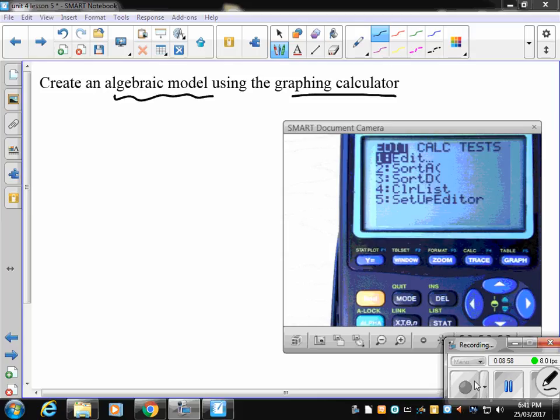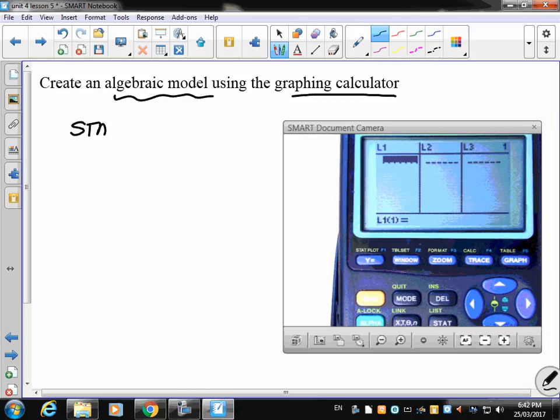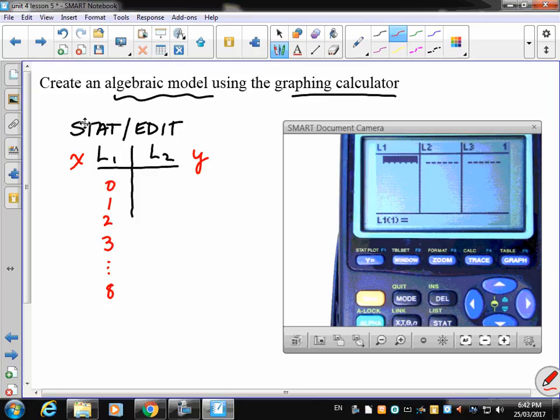Edit, I'm going to hit Enter, and that gets you to your lists of data. It doesn't like to let me write and look at a graphing calculator at the same time, so it might look a little funny. So Stat, Edit, Enter. Under L1 and L2, we enter our x and y values. So for this particular data, our x values are 0, 1, 2, 3, and all the way down to 8. You enter that data one at a time and hit Enter after each value.